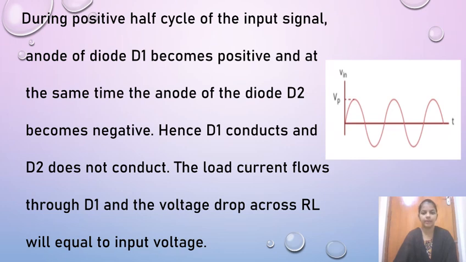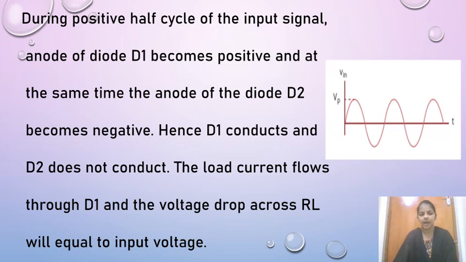If I apply a full sine wave, during the positive half cycle of the input signal, the anode of D1 becomes positive and at the same time the anode of D2 becomes negative. Hence D1 conducts and D2 does not conduct. The load current flows through D1 and the voltage drop across RL will be equal to the input voltage.